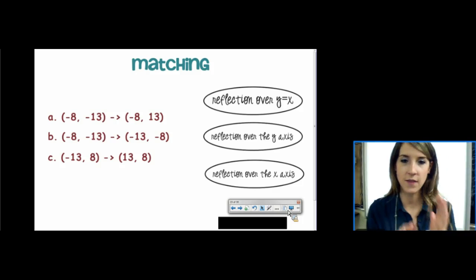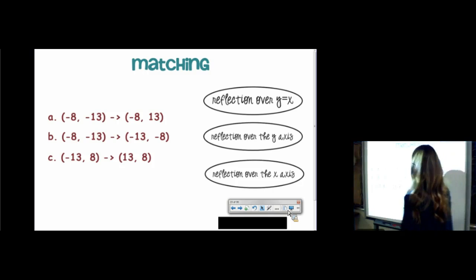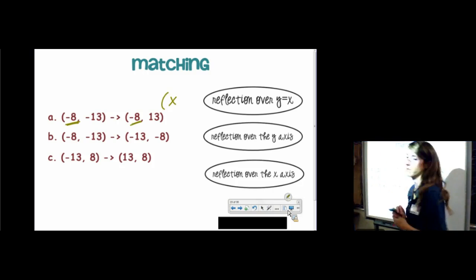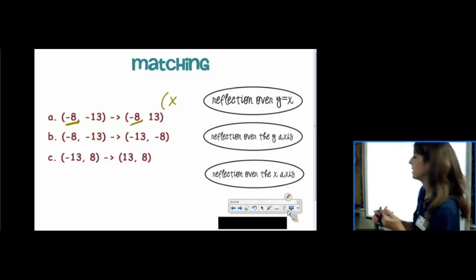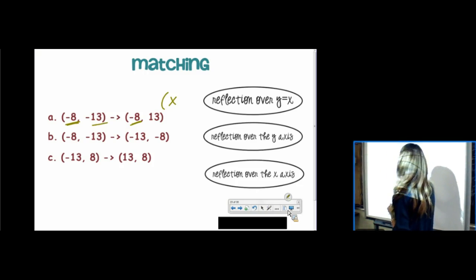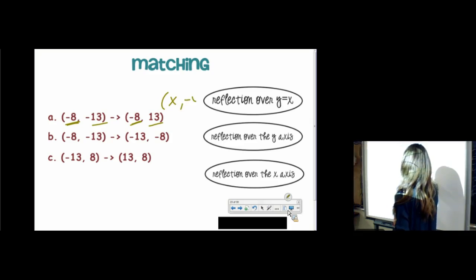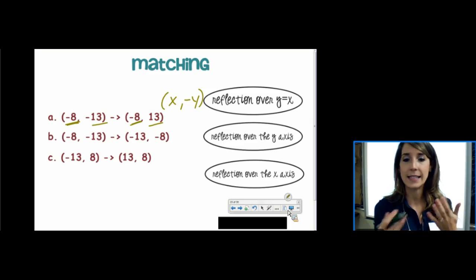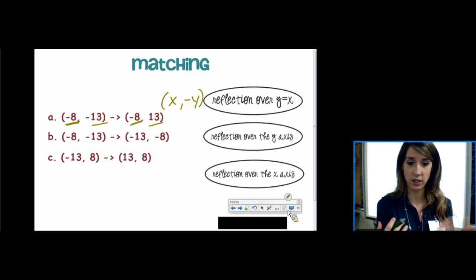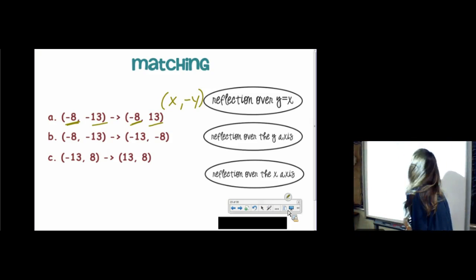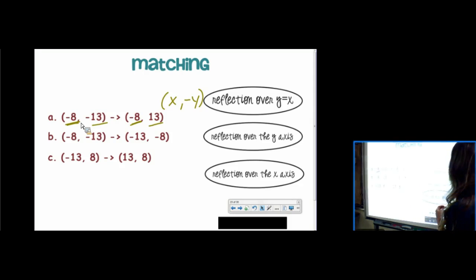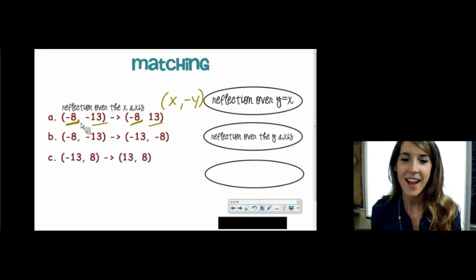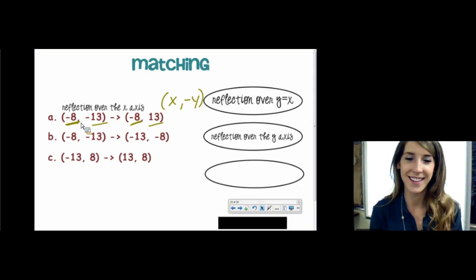Okay, so let's take inventory. What happened in A? Compare the x's. Nothing happened to the x's, so just write x. What happened to the y? The y changed sign. So you go to your sheet and you look at which rule has x, negative y. You're going to memorize these eventually. Yes. So that is a reflection over the x-axis, right?